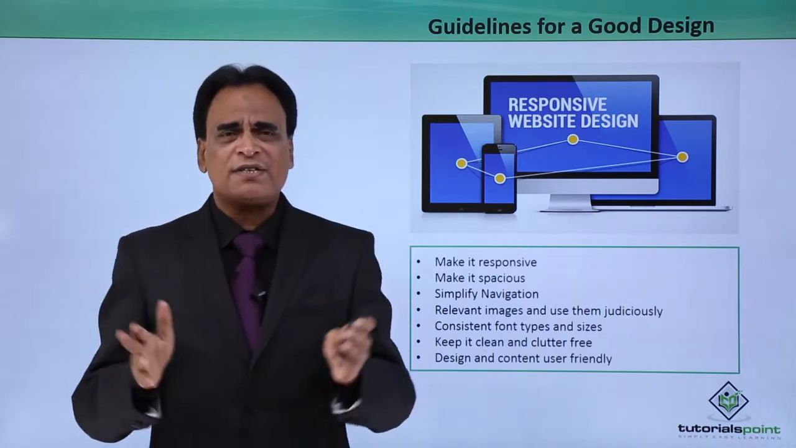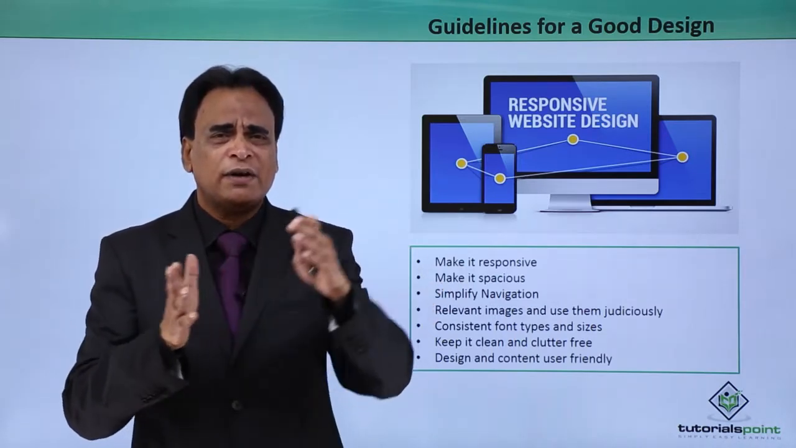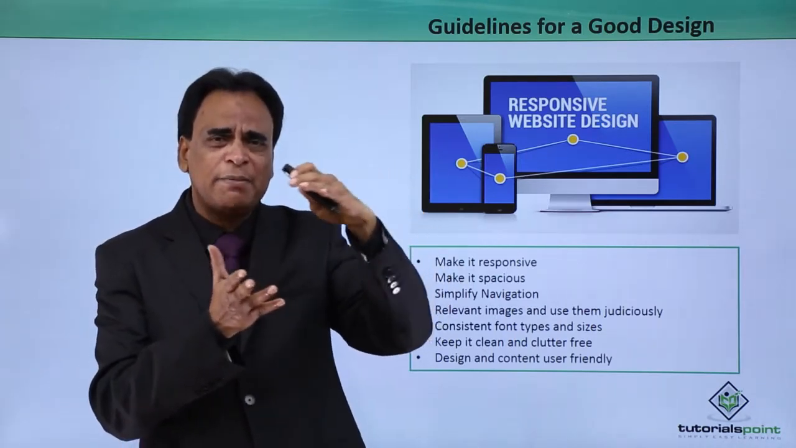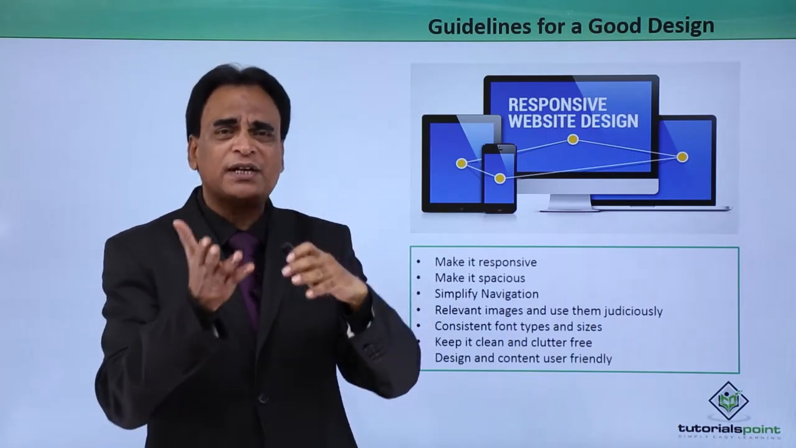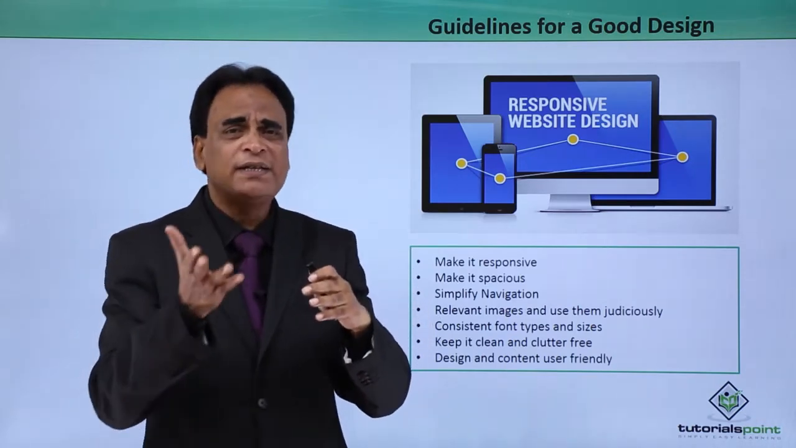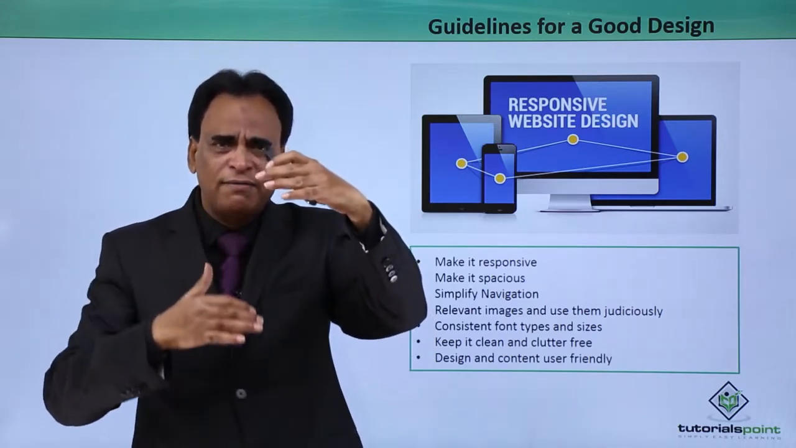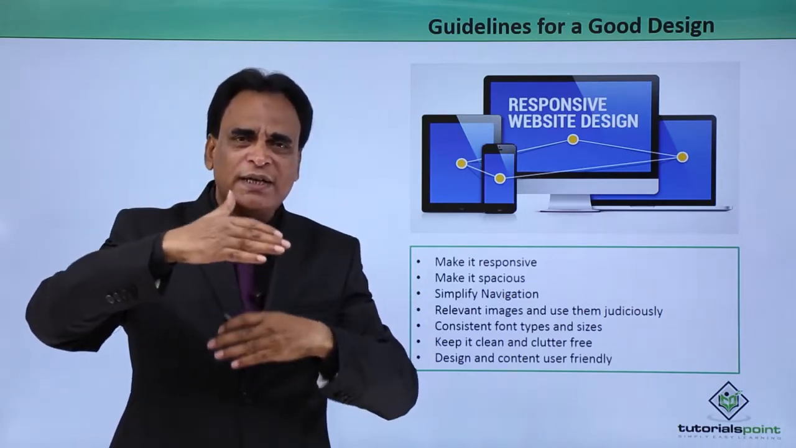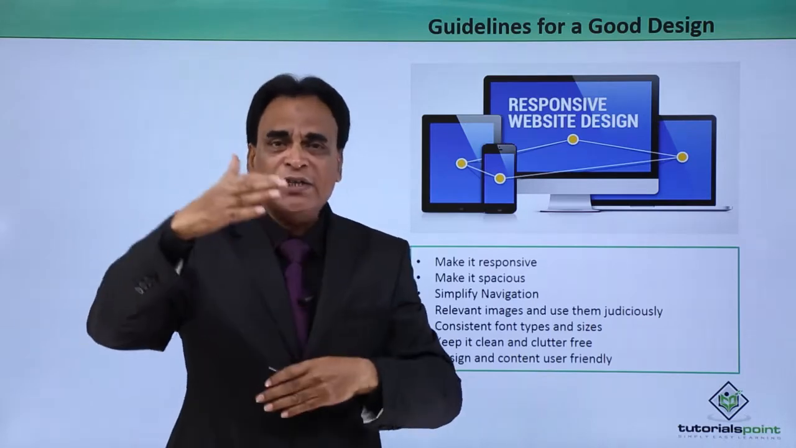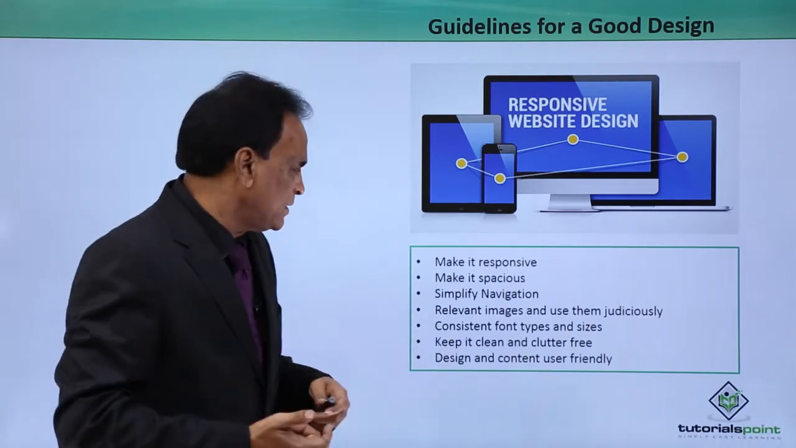Make it spacious. Don't make it too cluttered. The banner images are at the top, just below that you have the content, followed by the footer, followed by some other links. Make sure that your website is spacious so that enough space is available for the user to have a good look at it.